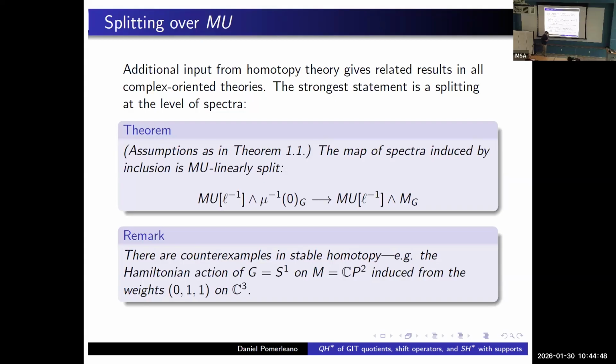Again, you could ask whether maybe we're missing something, and maybe this is true without smashing with MU. But it's pretty easy to cook up very simple examples where you can show that you don't have a splitting in stable homotopy. So this is only going to be true at the level of MU-linear spectra. It's really something about complex-oriented cohomology theories.